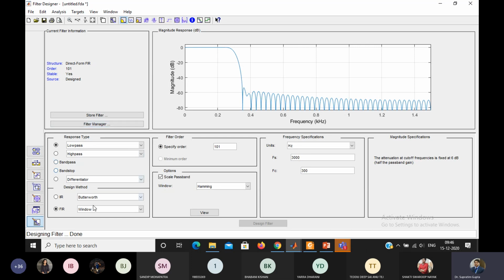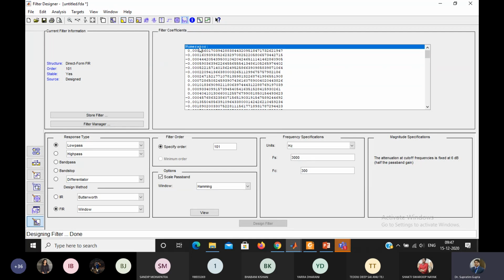Now this is an FIR filter, so it only takes the past and current values of the input signal, so we'll get only zeros. If I click here on b comma a, it gives the numerator values. Since the order is 101, it is giving 101 values. So let our order be, say, 10.